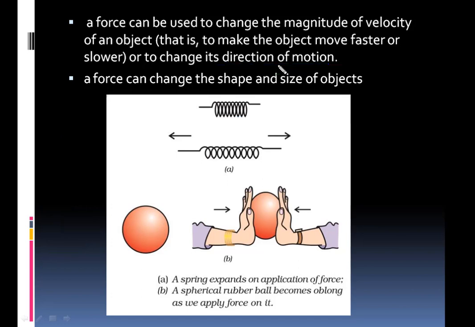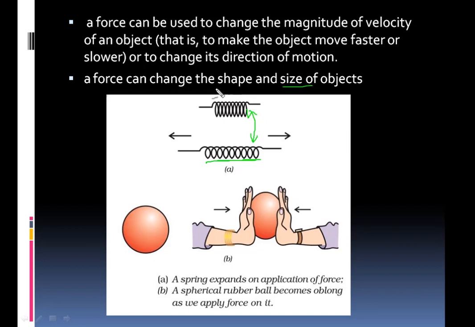Okay, now next point, a force can change the shape and size of an object. When you apply force to different objects, the shape and size can be changed. For example, this is a spring. When you pull the spring, the length of the spring is increased. Now see, this is the original shape of the spring. This one is the shape when force is applied. You can see the difference between the two. These two are the same spring. Only because some force is applied, its shape is changed and also size is changed.